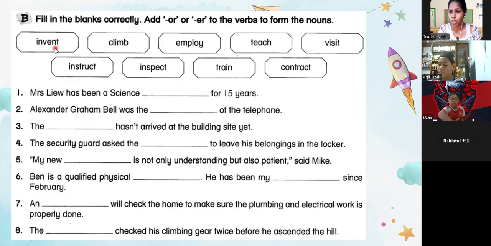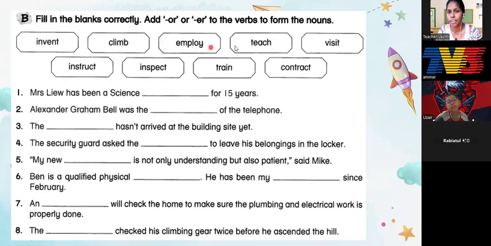Ada yang sudah lose focus? Read this together. Invent, climb, employ, teach, visit, instruct, inspect, train, contract. Okay. So what do you think is the answer for number 1?